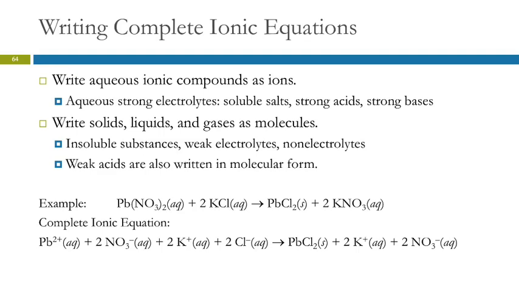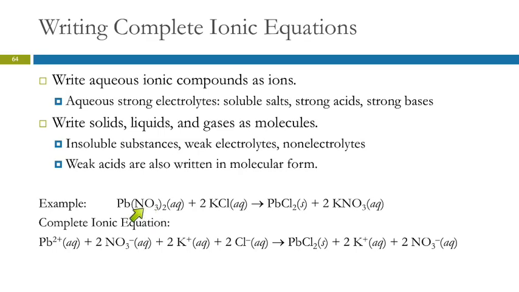So to write a complete ionic equation, you really need to start with a molecular equation. So here we have an example of lead nitrate and potassium chloride. What we're going to do to write the complete ionic equation is write any aqueous ionic compounds as ions. So this is an aqueous ionic compound. This is an aqueous ionic compound.